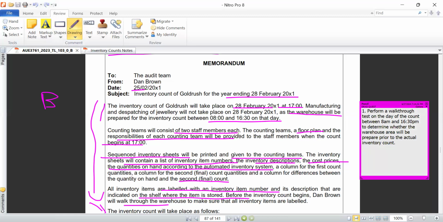Why? Because they're telling you procedures they're going to do, right? Those are like control measures they have anyways for the count. So they are telling you they will be preparing the warehouse between this time and that time. So we want to know whether this is truly the case. Because they can say, yeah, we're going to prepare the warehouse between 8 a.m. and 16:30 p.m., but come at 5 p.m. when the actual count is supposed to take place, we only discover that there was no preparation of the warehouse. But if we do a walkthrough test on the day of the count, between this time and that time, we'll be able to determine whether the warehouse area will be prepared prior to the actual inventory count commencement.